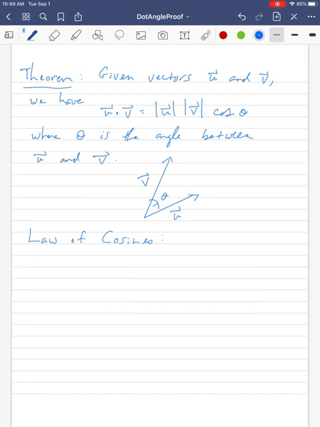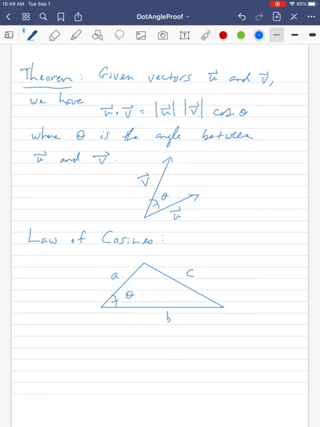Let me remind you what the law of cosines says. Suppose you have a triangle, and maybe it's not a right triangle. Many triangles aren't right triangles. I have side lengths a, b, and c, and suppose I know the angle that sits between a and b, call it theta. Please notice how similar this is to the picture above.